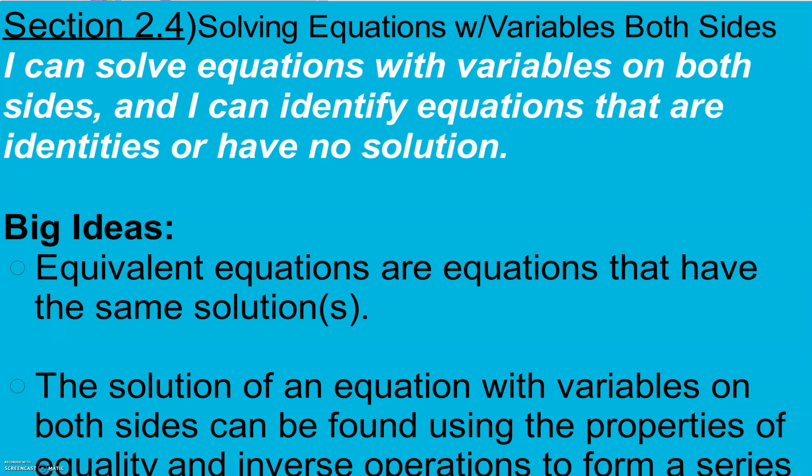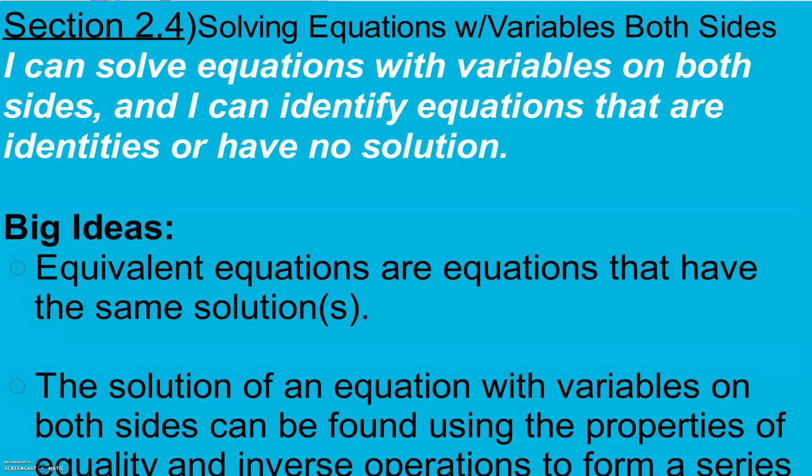The solution of an equation with variables on both sides can be found using the properties of equality and inverse operations to form a series of simpler equations. And the properties of equality can be used repeatedly to isolate the variable. To solve equations with variables on both sides, we can use the properties of equality and inverse operations to write a series of simpler equivalent equations.